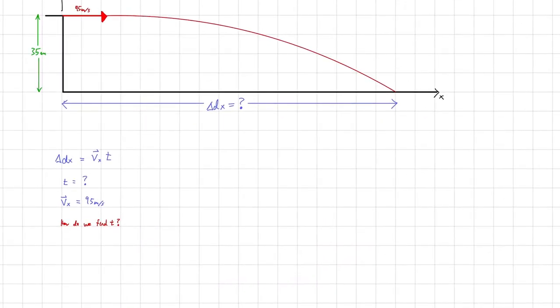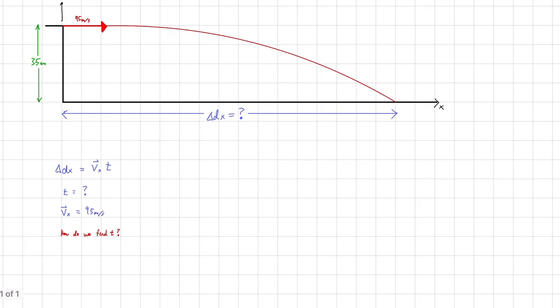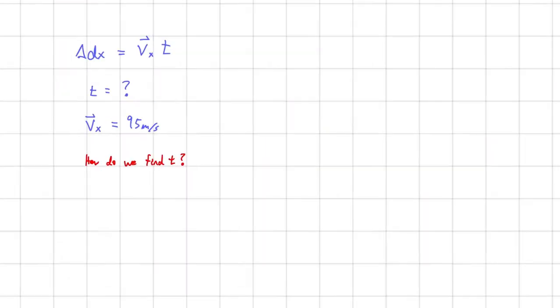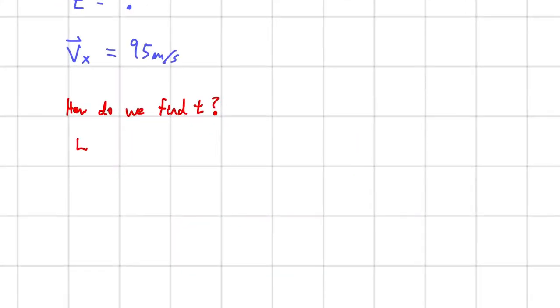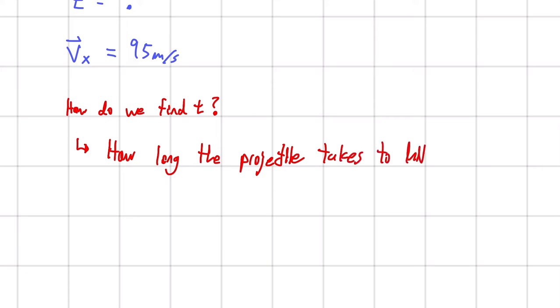t asks us, how long is it before this object hits the ground? So how long does this take? So how do we find t? It's how long the projectile takes to hit the ground.